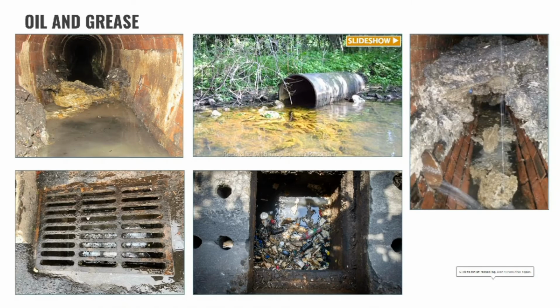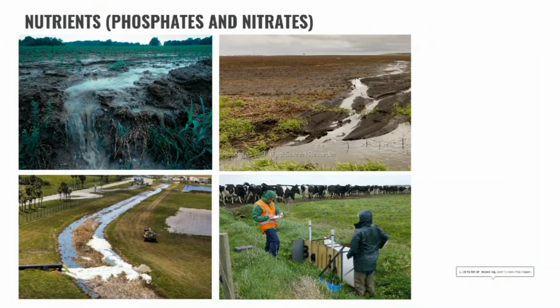The next picture reflected the stormwater related pollutants coming from oil and grease. The next pictures as well reflected the stormwater related pollutants coming from the nutrients, for example, phosphates and nitrates. And these kinds of nutrients are basically coming from the rice fields and other agricultural areas and fields.